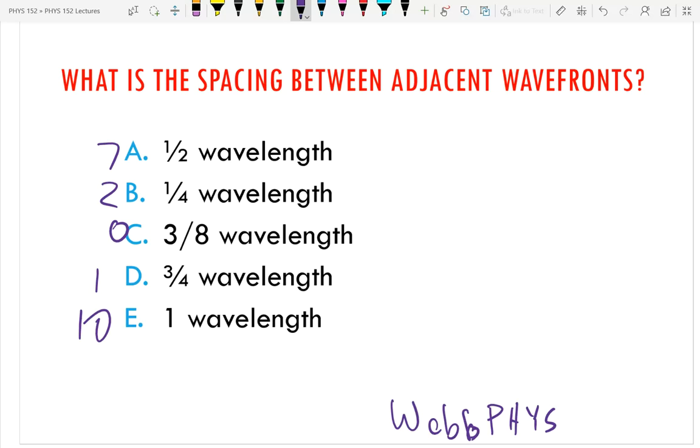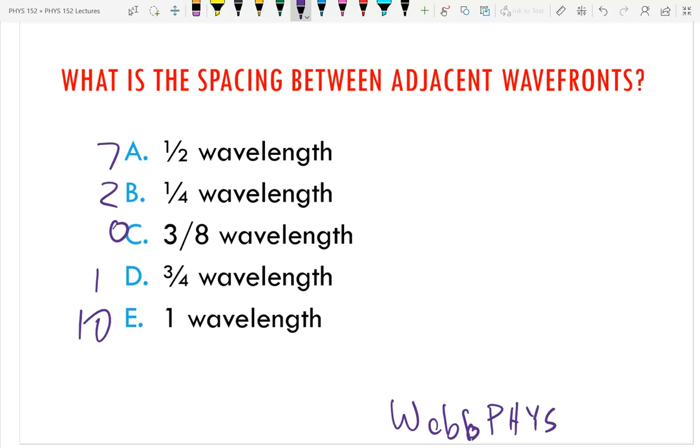Here's our answers. We had no majority, but a clear plurality. So what's your explanation here, Noah? Isn't it just one wavelength? Because between two different wavelengths, that's right. Because it's where the crests are, the distance from crest to crest would be the distance between the wavefronts, and that would be one wavelength by definition. So, right, this was a case where I had not specified that. You had to use the reasoning as you did.